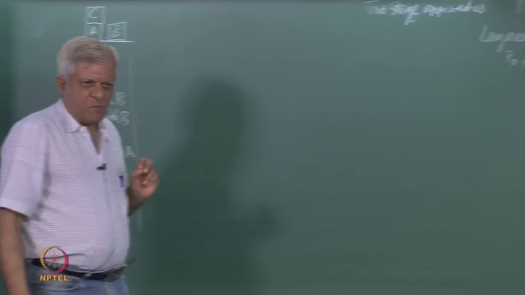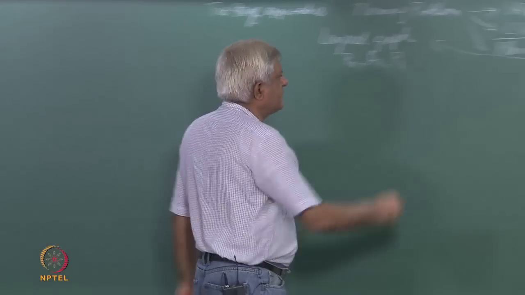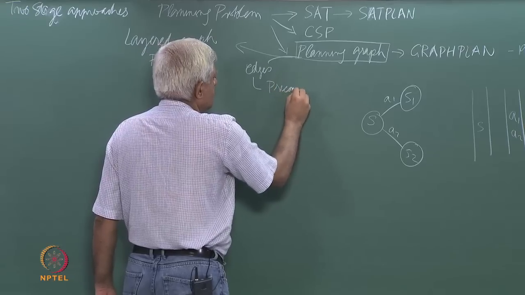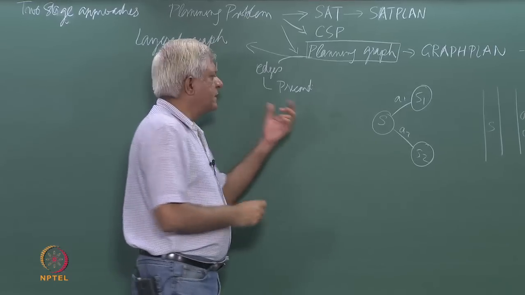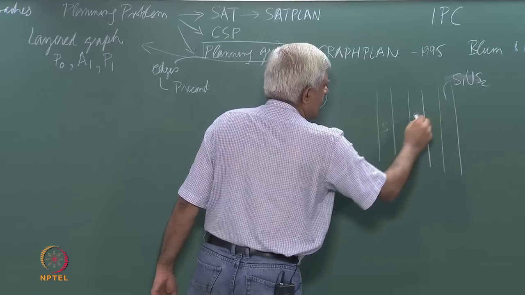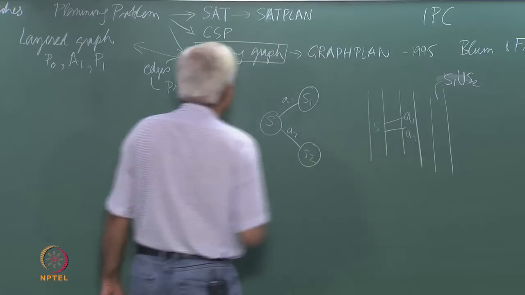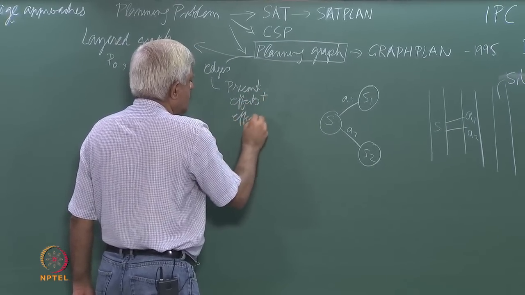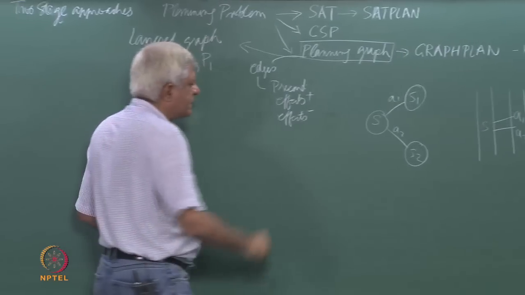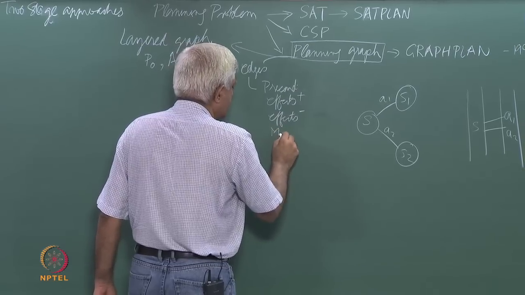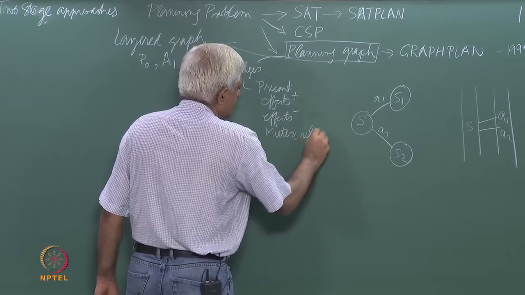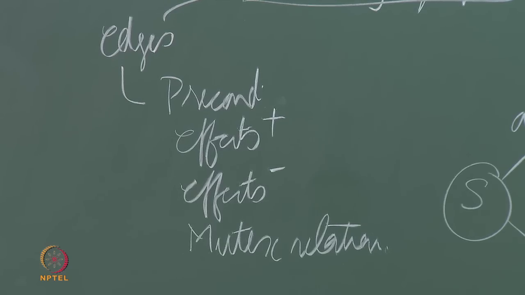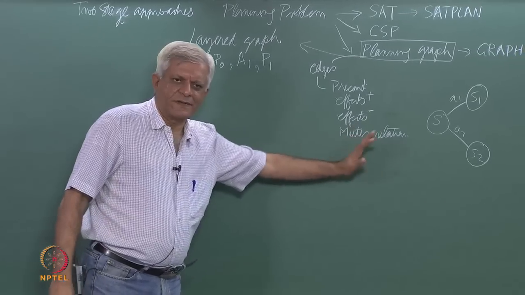Now, there are 4 kinds of edges in the planning graph. The first is precondition edges, which go from an action to some precondition in the previous layer. Then effects positive edges, effects minus edges, and one more set of edges which is called the mutex relation. We are already familiar with the precondition edges, the positive effects and the negative effects. We will look at what mutex is in a moment.